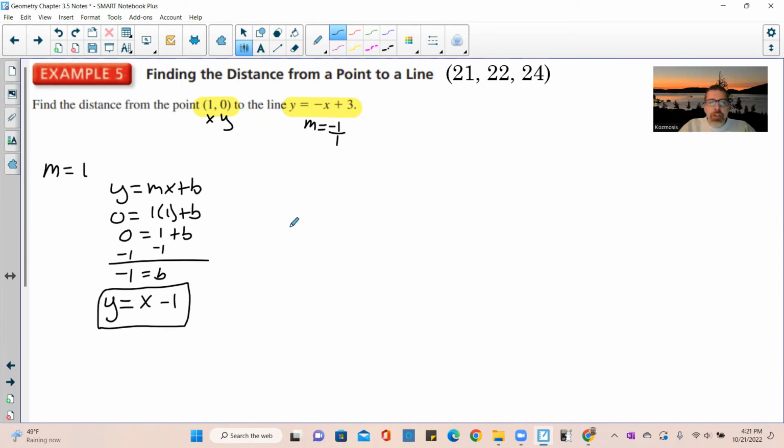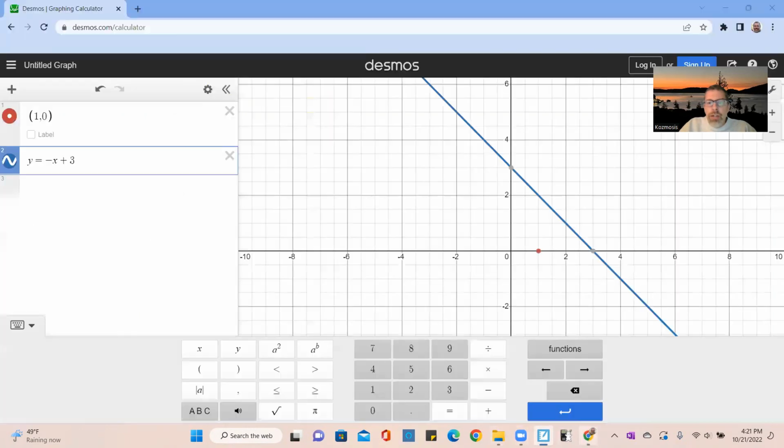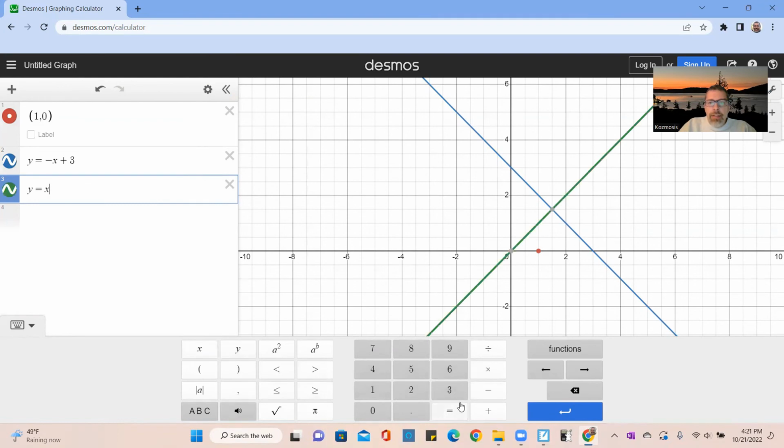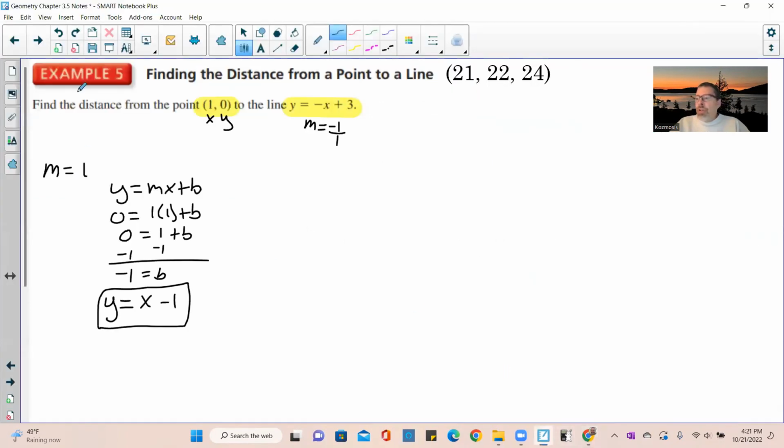So if I go back to decimals and graph that to verify, go here and write y equals x minus 1. The green line obviously goes through that point. It is perpendicular to the blue line. Now we just need to find the distance between this point and that point right there. We could have done that using the graph, but if we weren't graphing it, I was just verifying with the graph what is happening here.